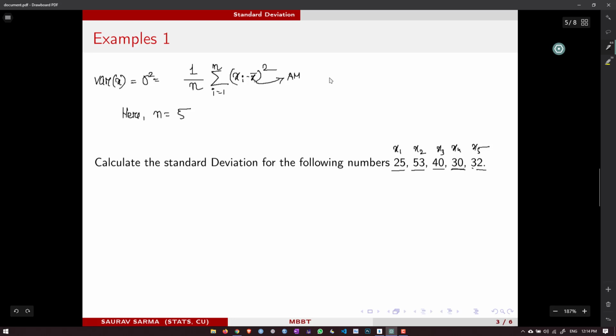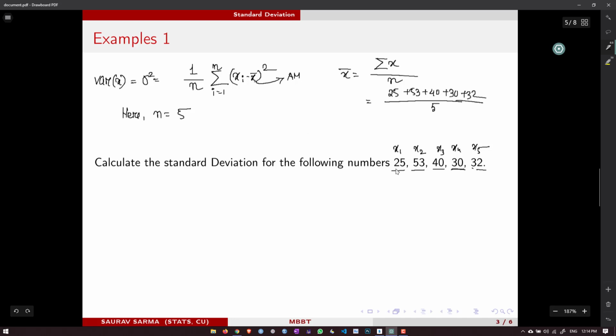Now what is arithmetic mean? Arithmetic mean x bar for ungrouped data is given by summation of x divided by n, right? So here x bar will be 25 plus 53 plus 40 plus 30 plus 32 divided by the number of observations, which is 5. If we solve this, we will get x bar.